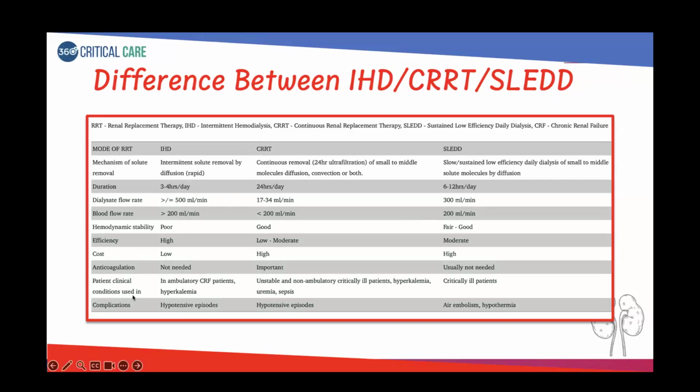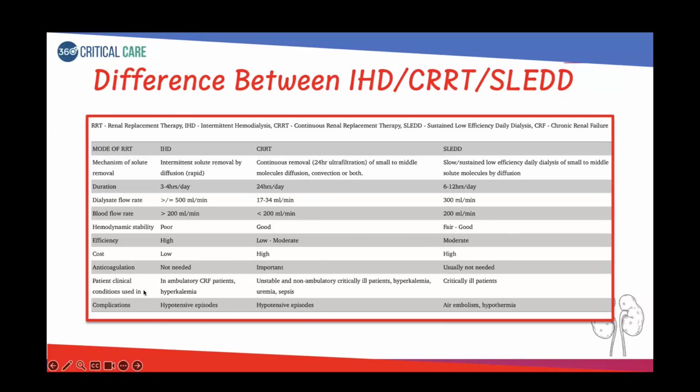Patient's clinical conditions: intermittent hemodialysis is more of an ambulatory treatment, for chronic renal failure patients who are stable in terms of hemodynamics. CRRT is for the unstable, very sick patient who needs correction of acidemia and hyperkalemia in the ICU. This is the modality of choice, and it can be transitioned into SLED later on when the patient gets better hemodynamically.